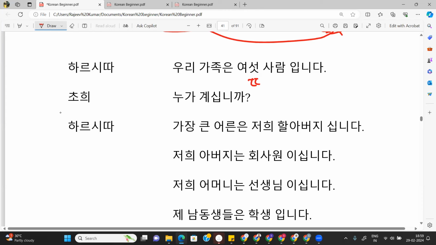Yosus, no, this will be pronounced as toss or not. Yosot, yes. Yosot. Saram, yosot saram imnida. No, correct. Next.